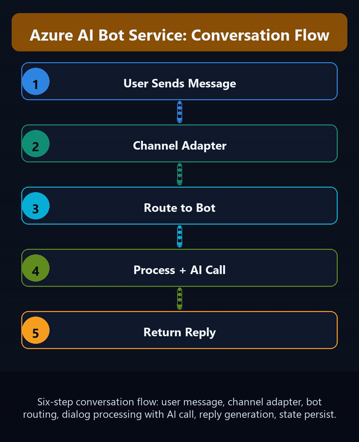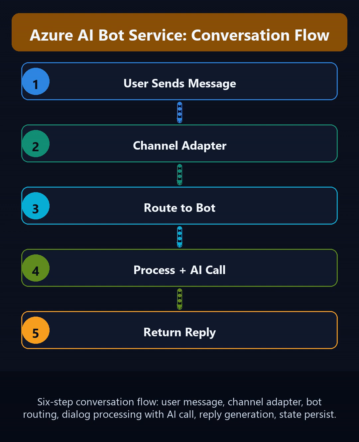A user sends a message on any connected channel, Teams, WebChat, or voice. The channel adapter normalizes the message into an activity object. Azure Bot Service routes the activity to your bot's endpoint over a secure webhook. Your bot processes the activity through its dialog stack, calls backend APIs or Azure OpenAI, and generates a reply activity. The bot service delivers the reply back through the channel adapter. State changes are persisted to Azure Cosmos DB or Blob storage for the next turn.